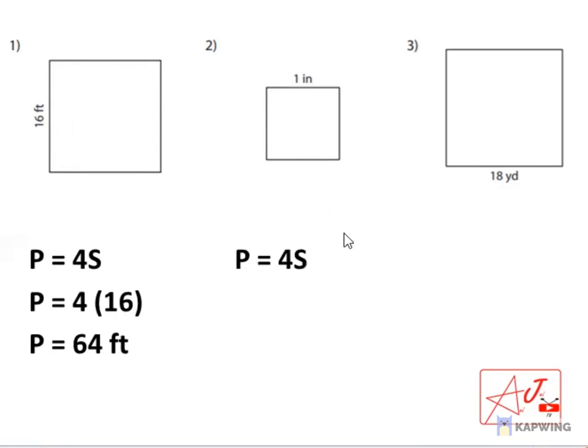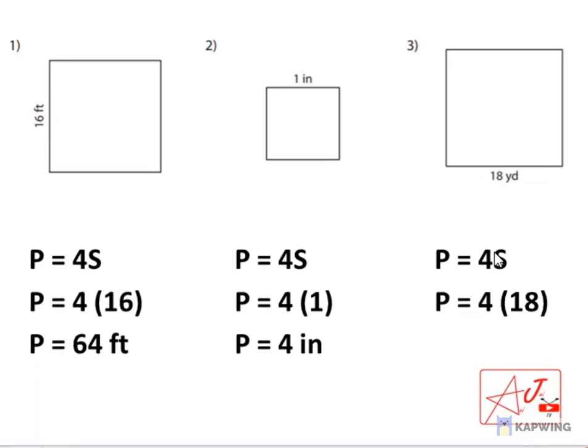So for number 2, perimeter is 4S. And then 4 multiplied by 1. So yun yung given. So therefore, ang perimeter ng second square ay 4 inches. And for the third square here, so we have 18 yards. So use the formula P is equal to 4S. We will substitute S by 18 since yung 18 yung given natin here. And then 4 multiplied by 18 is 72 yards.